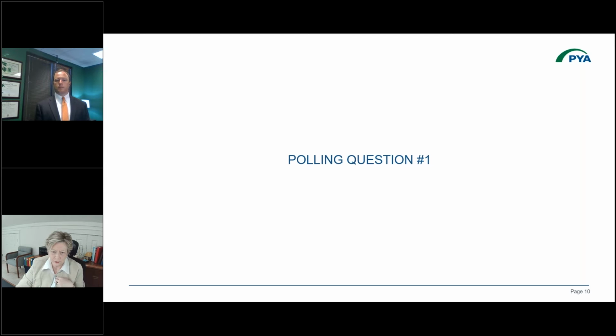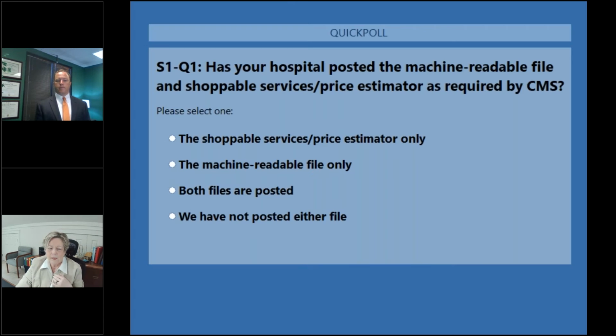So let's go to the first question. Thank you. The first question is, has your hospital posted the machine readable file and shoppable services or price estimator as required by CMS: the shoppable services or price estimator only, the machine readable file only, both of the files are posted, or we have not posted either file. Remember, you must fill out the polling questions in order to receive CPE credit. You will have 30 seconds to answer.